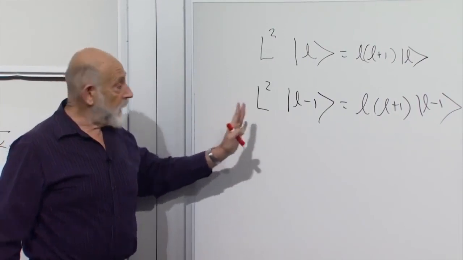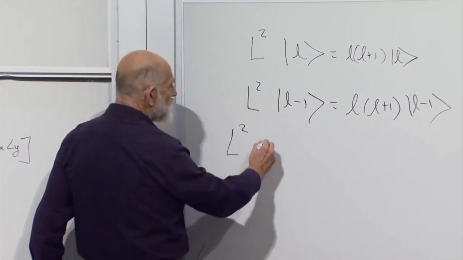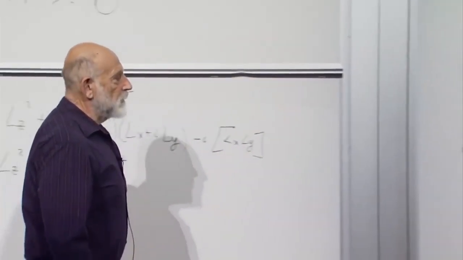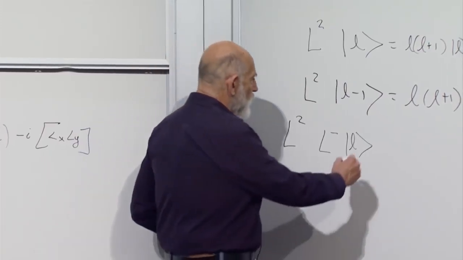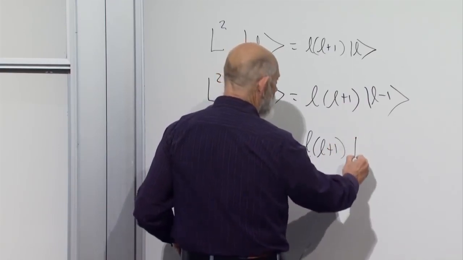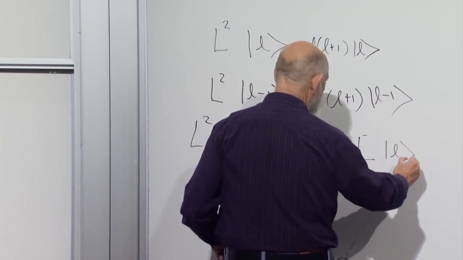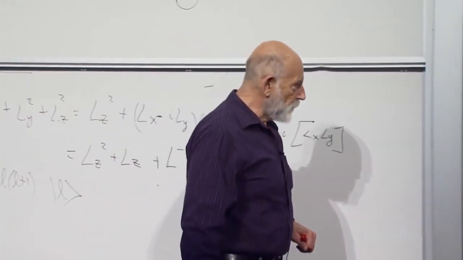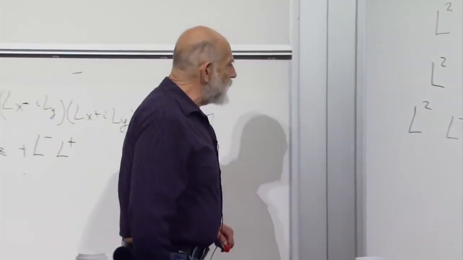Okay? How do you do that? Well, you start with L squared, and now hit this with L minus on L. L minus on L is the state L minus 1. And we want to prove that's equal to L times L plus 1 times L minus on L. That's the thing you want to prove. Okay. Can anybody guess how to prove it?